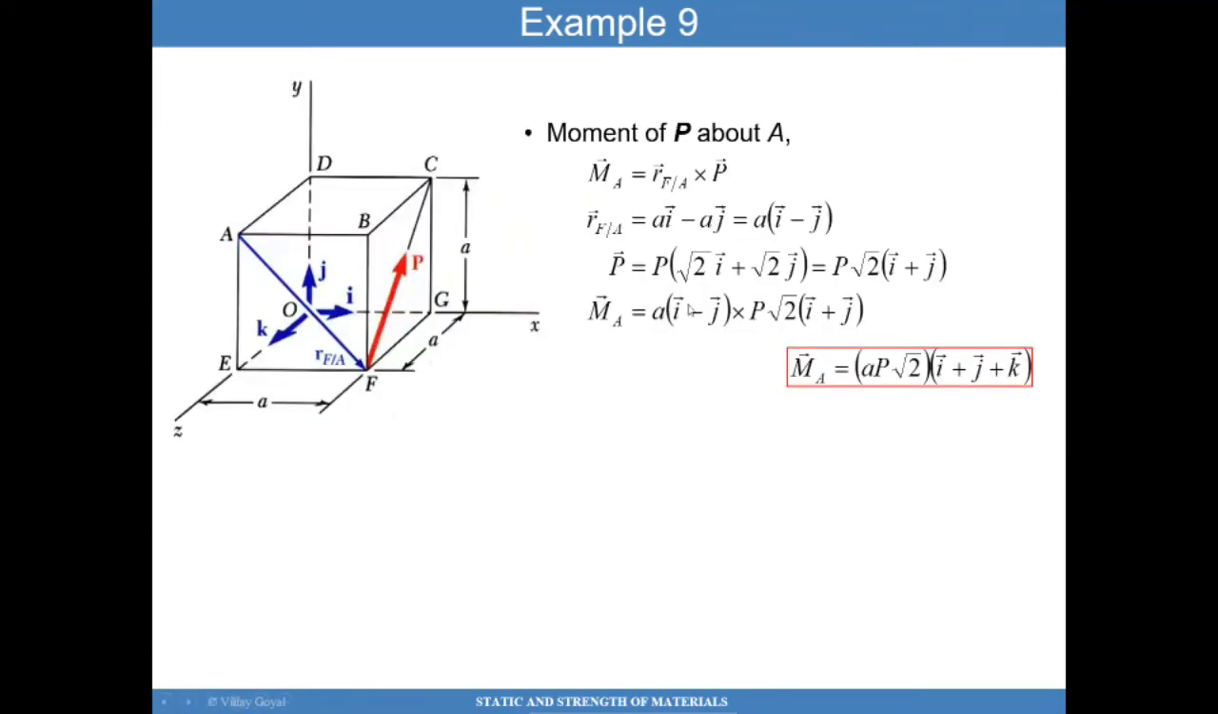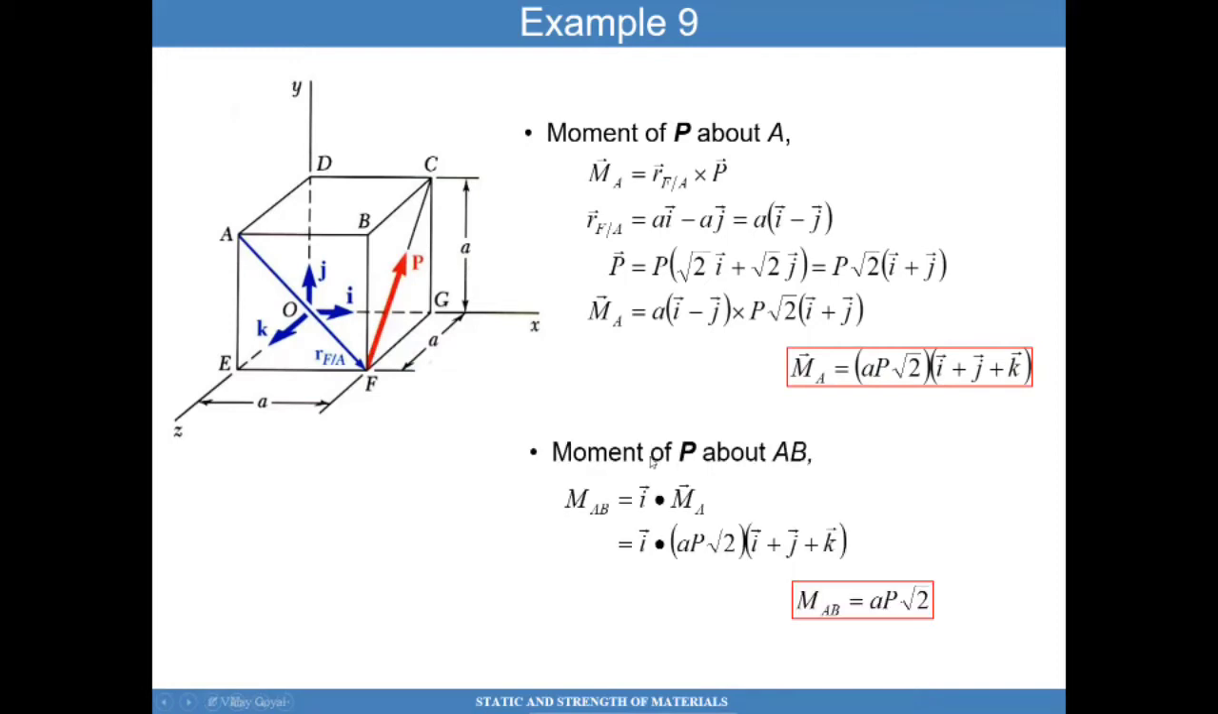The first step to calculate the moment of this force P about A is to calculate the position vector R that goes from A to F. You know the coordinates of F and the coordinates of A, so it's a simple calculation to determine the components of the position vector R. Once you have R, and you know the force P and its components, which is given here, you can quickly determine R cross P. That's a very simple calculation.